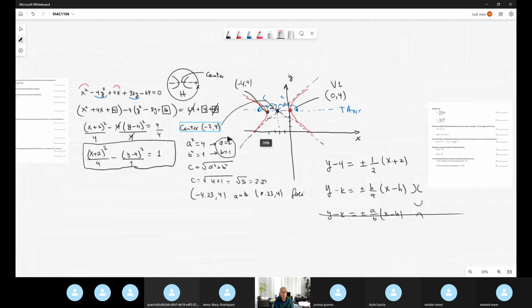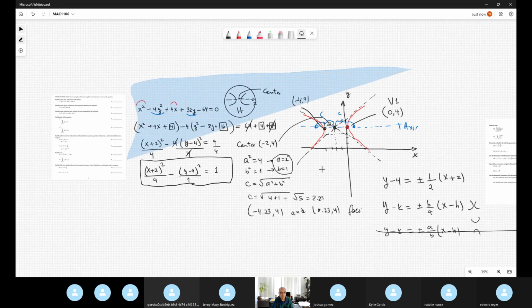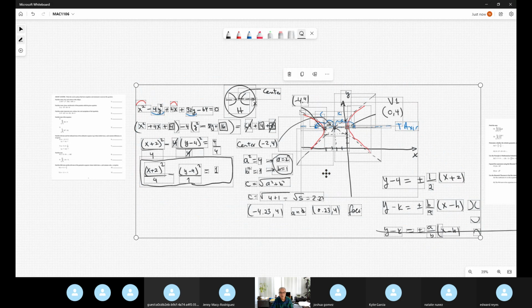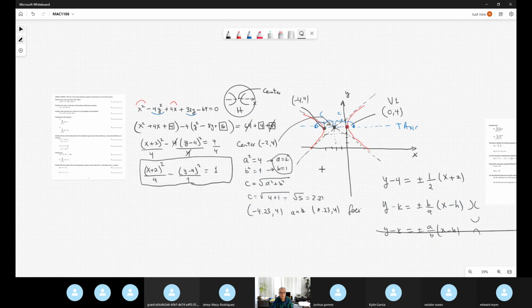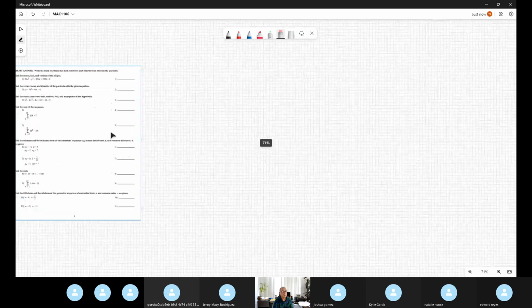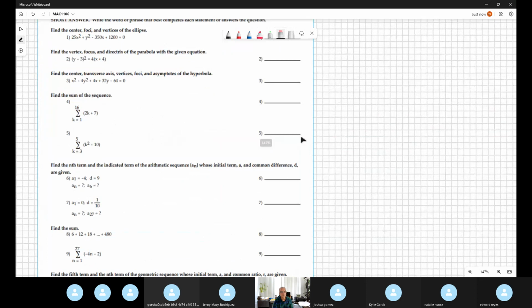Okay. Let's move on to summation notation, problems and sequences. It's easy. Okay, look. Problem 4 and 5 are similar.